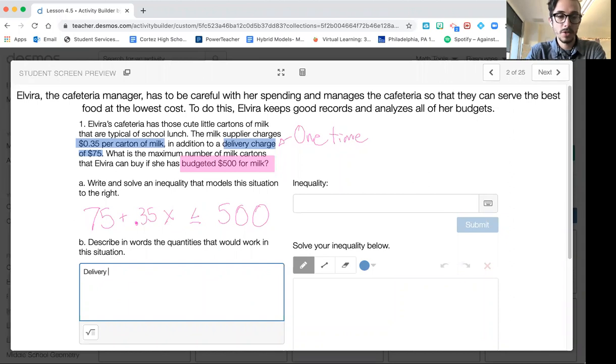Describe in words the quantities that would work in this situation. We have the delivery charge. I'll put parentheses around this. The delivery charge plus price per carton, that's multiplying with the quantity of cartons. And we're saying that should be, and I'll put parentheses around these individual bits, less than or equal to the maximum amount budgeted. There you go. We have the inequality there. We'll take this apart and solve it in a second.